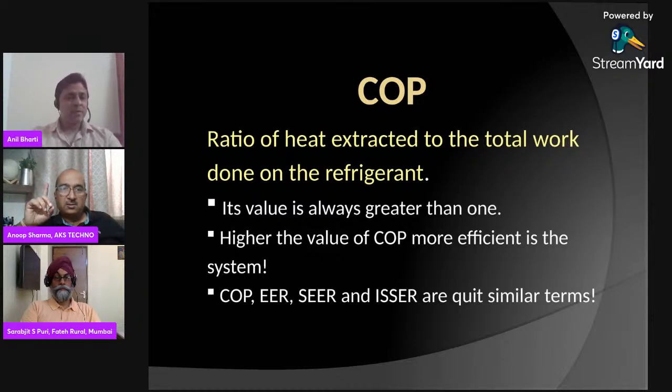Now COP, basically, this is a machine efficiency. All the parameters are signifying machine efficiency. Where the efficiency values are higher, it means that with a lesser amount of energy, you could produce more cooling. So COP is coefficient of performance.